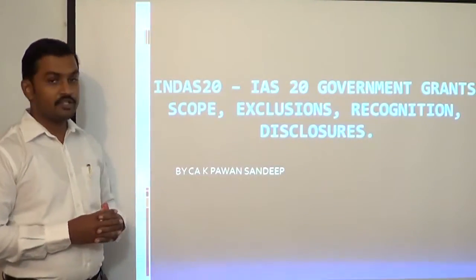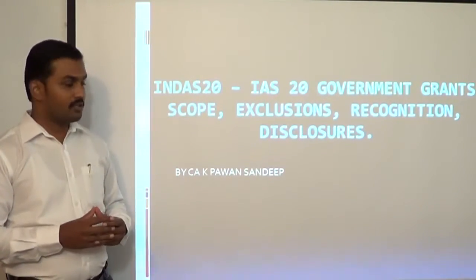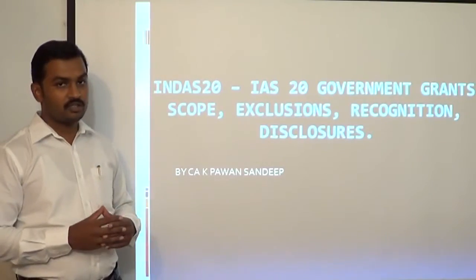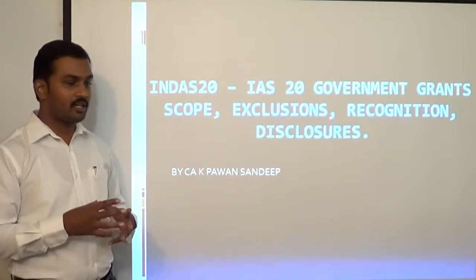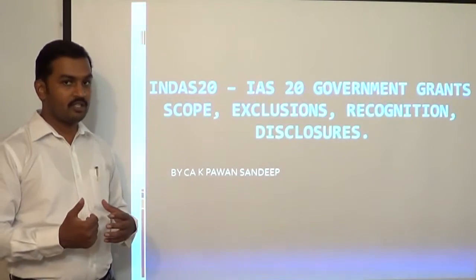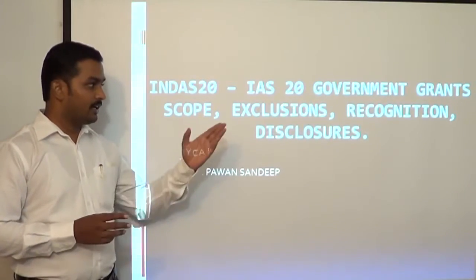So we are going to discuss Ind AS 20, which corresponds to International Accounting Standard 20, Government Grants. In this lecture we are going to discuss the scope of the standard. We will try to understand the meaning of the terms government, government assistance, and government grant, what is included within the standard, what is not within the scope of the standard, exclusions, and recognition principles.